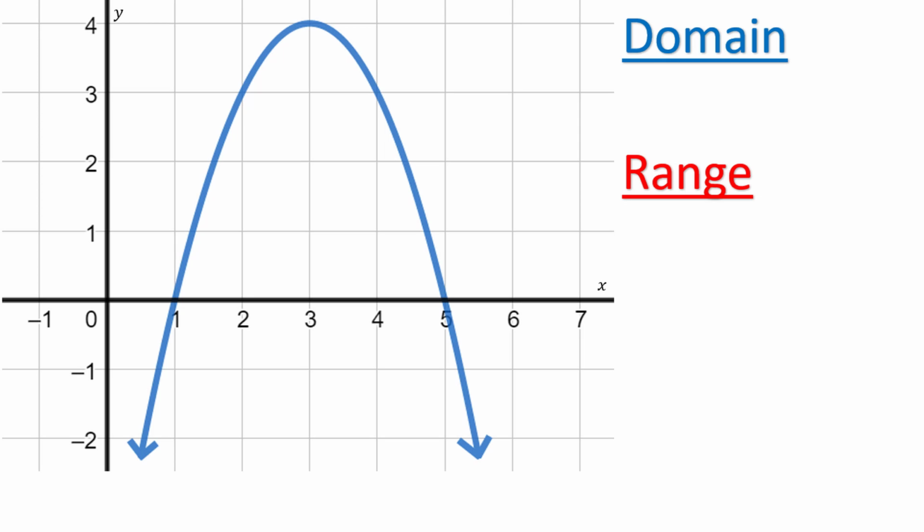Since there are no restrictions on x, we say that our domain is from -infinity to +infinity, which we close off with parentheses, as infinity is always closed off with parentheses in interval notation.